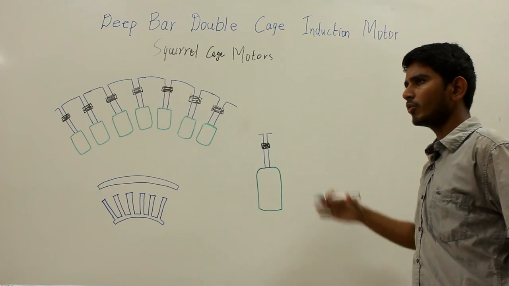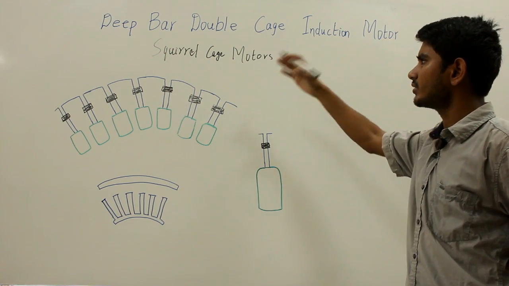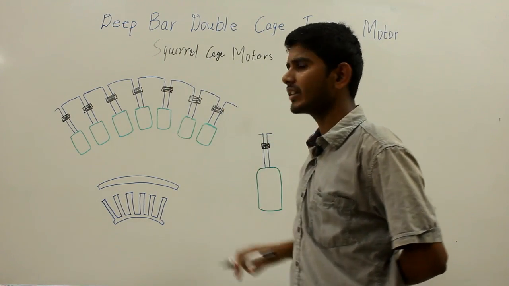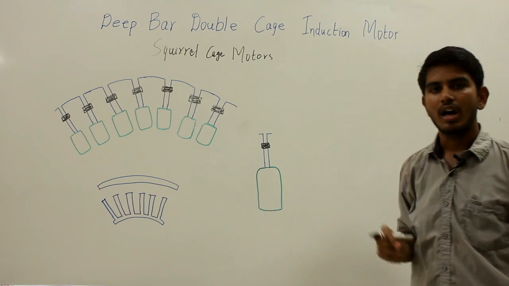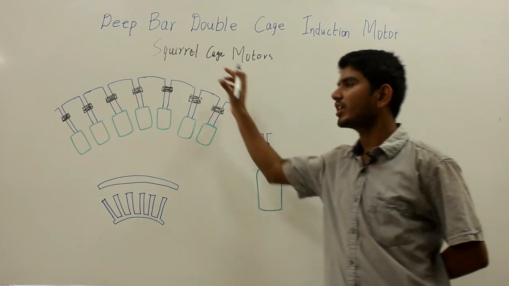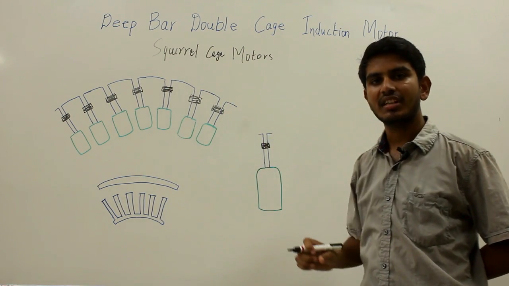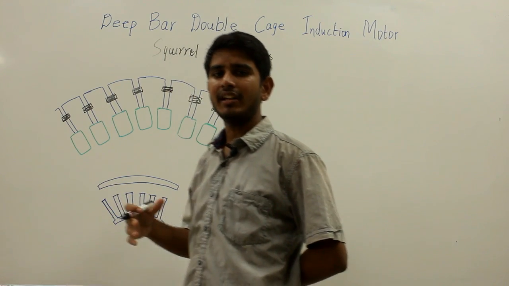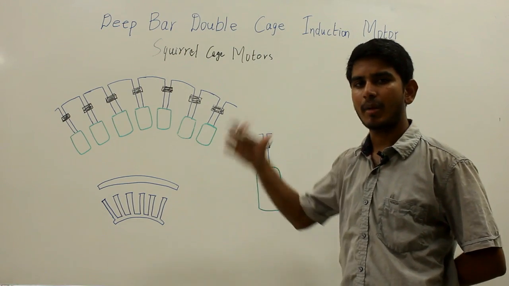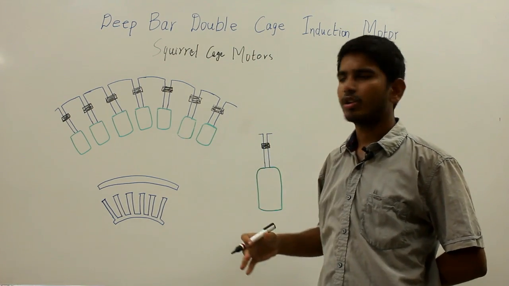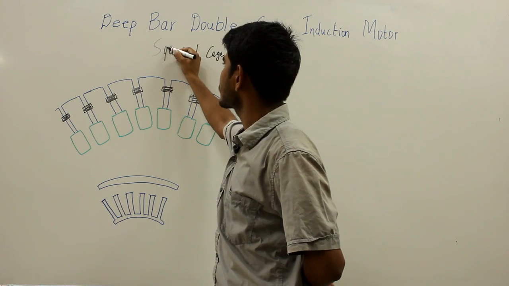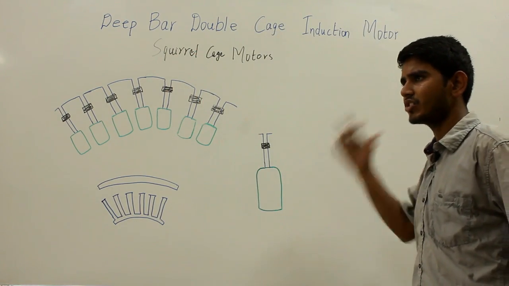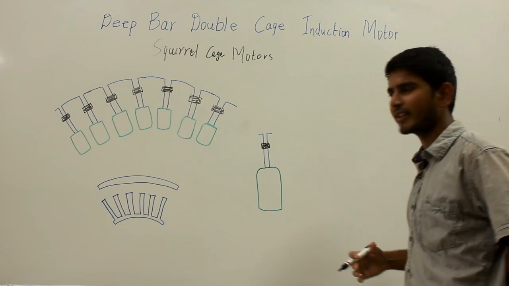90 to 95% of industries employ squirrel cage motors because the reasons are very simple. Squirrel cage motors are cheap and have a simple and rugged type of construction. They do not require slip rings and brushes, which means the maintenance requirement is very low compared to the slip ring induction motor. Therefore we mainly go for squirrel cage induction motors.